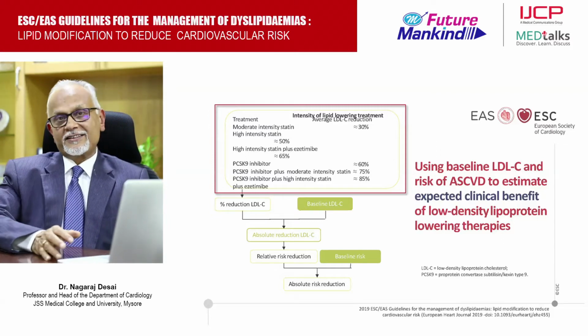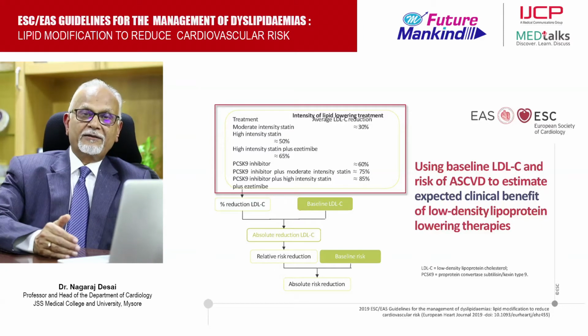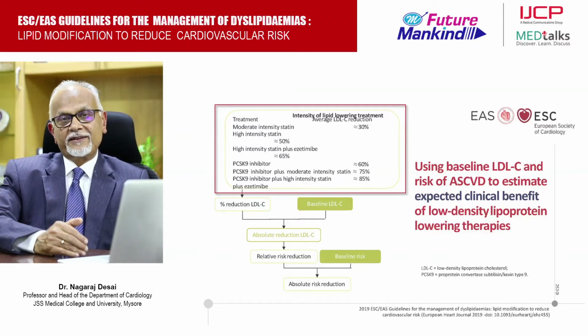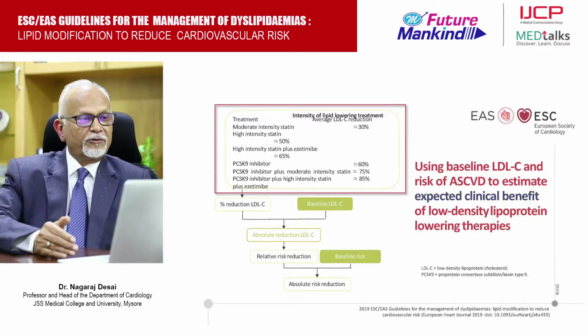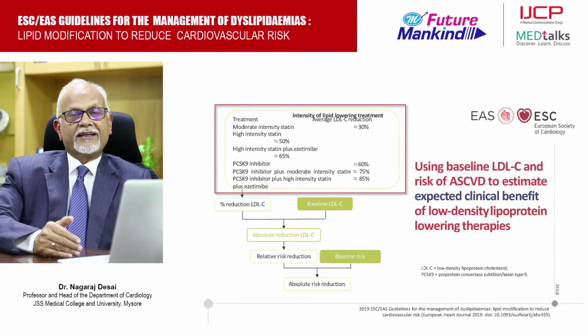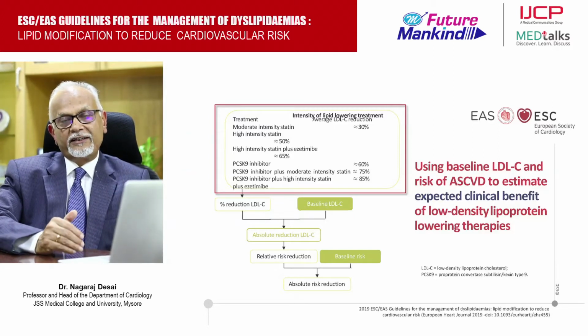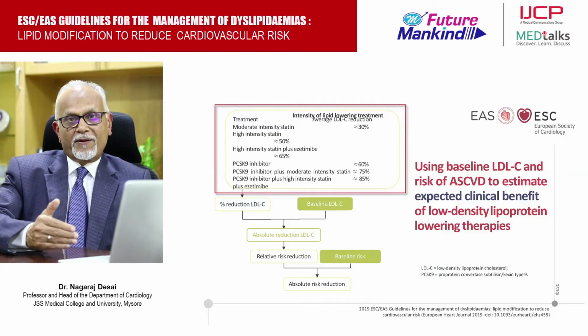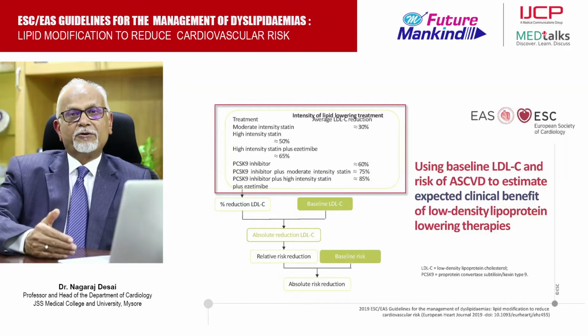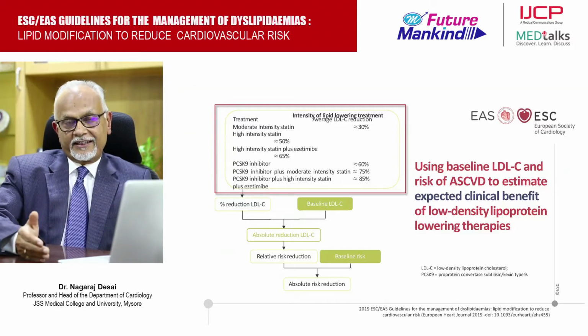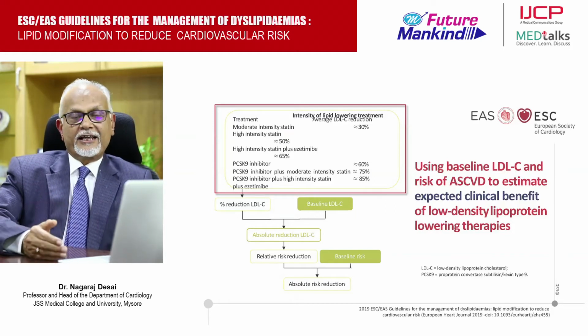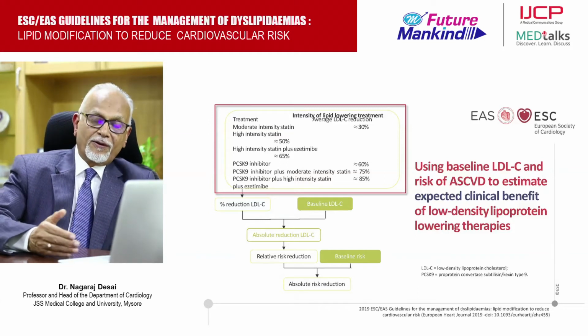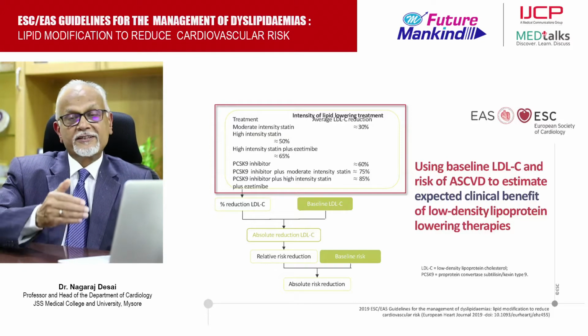When we take a look at these guidelines, we should try and understand what the baseline LDL cholesterol is. When we look at the intensity of lipid lowering therapy, the degree of benefit achieved by statin alone, with a moderate intensity statin, as we call it, is an average reduction of 30%. With high intensity statin therapy, the reduction is something like 50%. Beyond that, when we add ezetimibe, it goes up to about 60%. And if we add a PCSK9 inhibitor without ezetimibe, it can be up to about 75%.